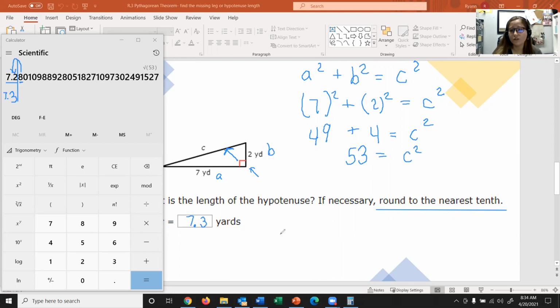And again, you can go through and check your answer, and we could say, okay, A is 7, B was 2, and then C is 7.3, and 7.3 is our biggest number. So we followed all the steps and we got it correct.